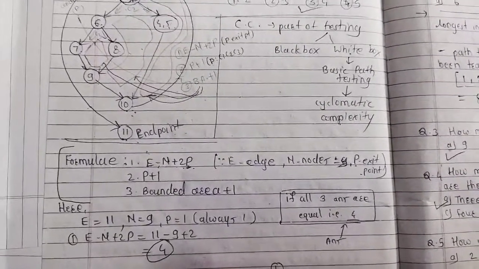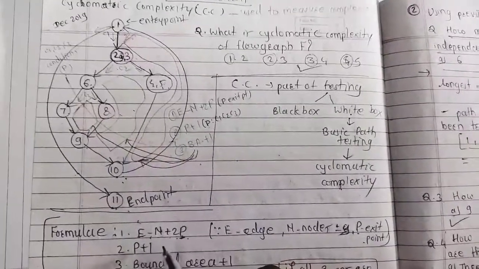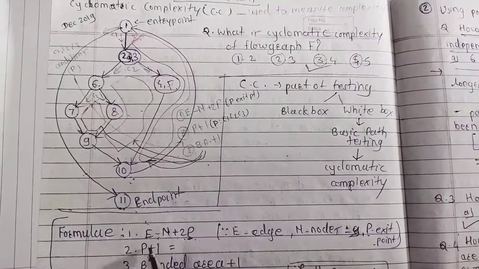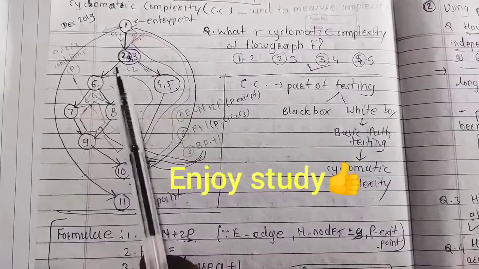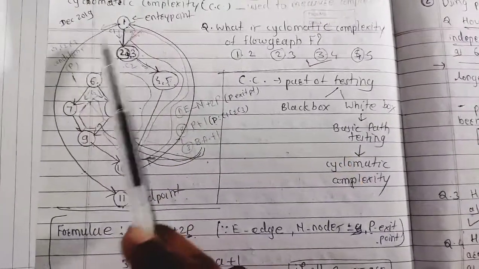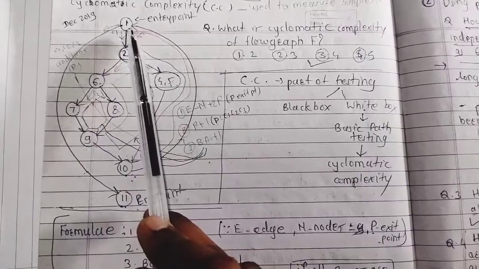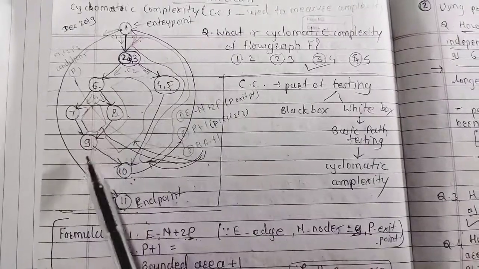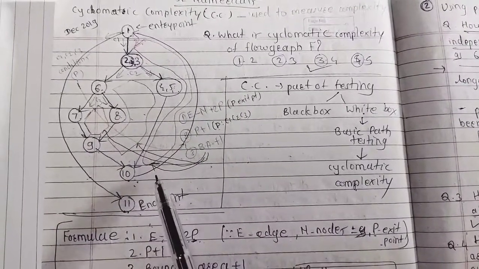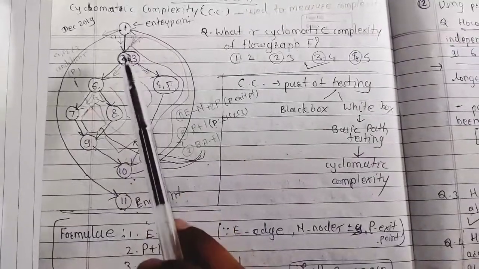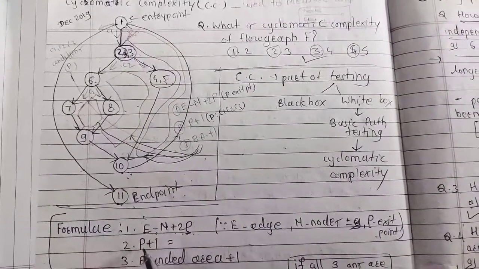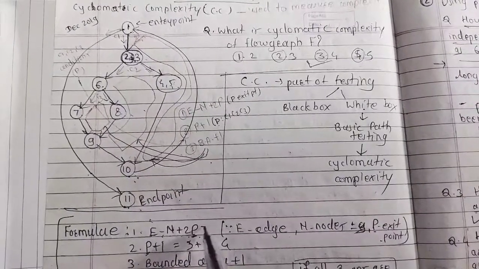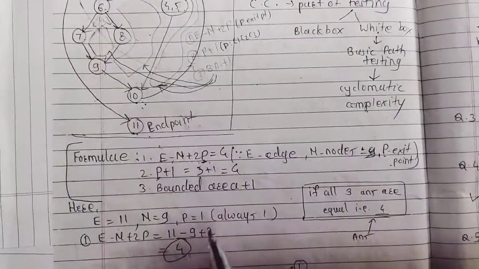Now we have to find the value of p plus 1. What is p here? Predicate nodes. How many predicate nodes or condition nodes are there? We discussed earlier that condition nodes mean if else. Here is one predicate node, the second is if else, and the third is here. There are no more, because the if else part is only available in these 3 nodes. So the predicate nodes p is equal to 3, plus 1 is equal to 4. This answer is also 4, which we calculated earlier.